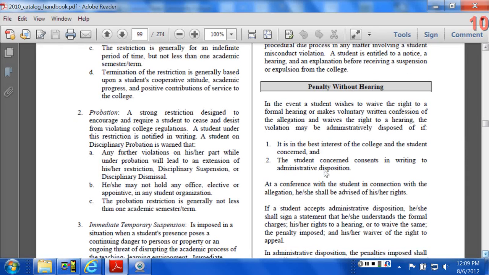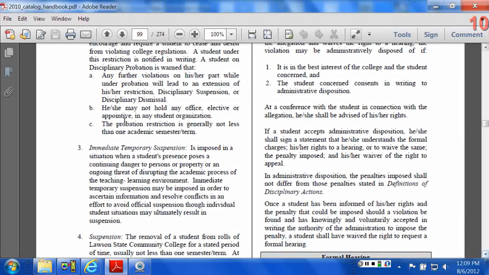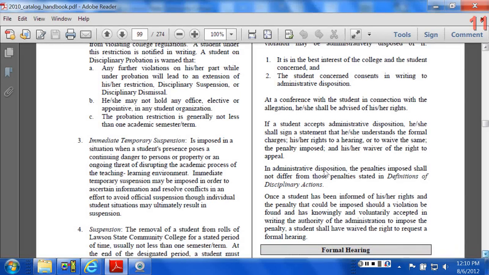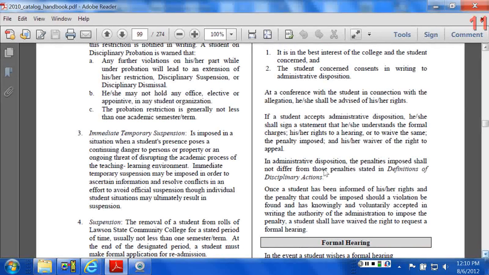Now, the third thing is that the college may determine that an immediate temporary suspension is required. And this is imposed in a situation when a student's presence poses a danger to themselves or others, or even a disruption to the academic process. So that means that that student has to officially stay off campus until the results of a disciplinary hearing has been determined. That is, an administrative one or the actual formal hearing with the committee.